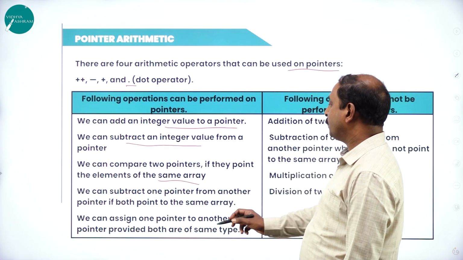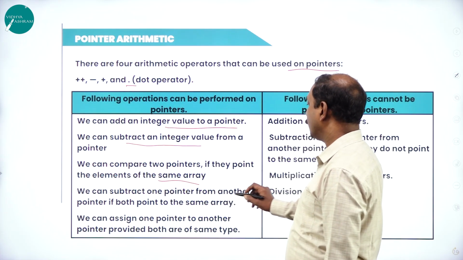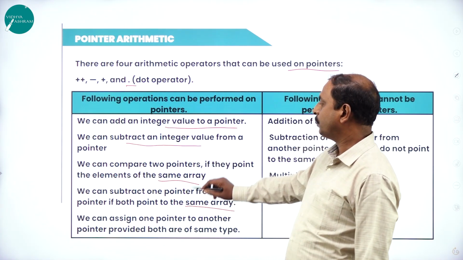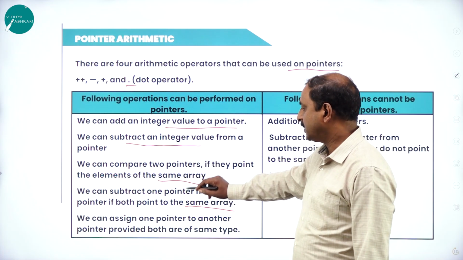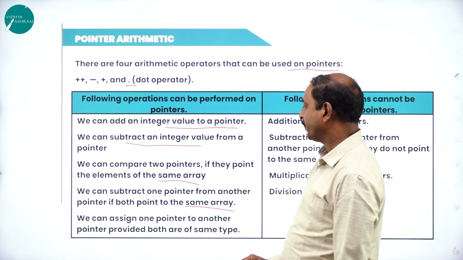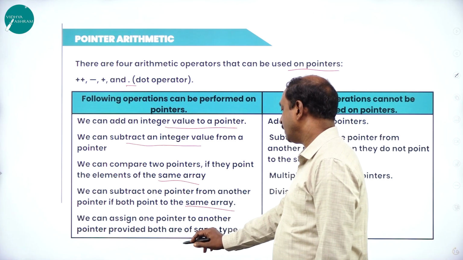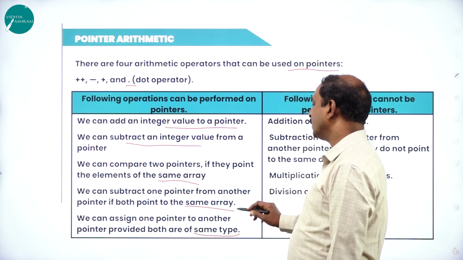Next one is we can subtract one pointer from another pointer if both point to the same array. It is also possible if they refer to the same array. Next one is we can assign one pointer to another pointer provided both are of the same type.